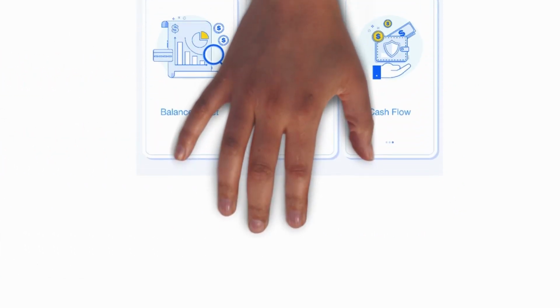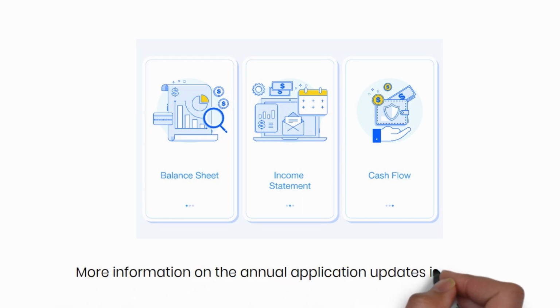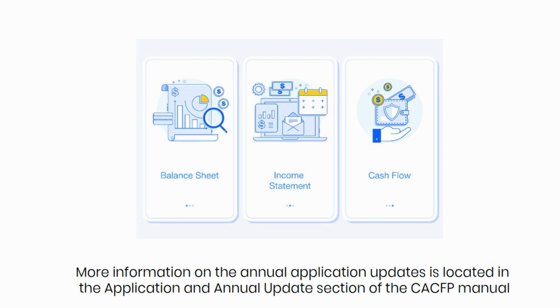Annually, all institutions, nonprofit or for-profit, must submit current financial statements to SDE as part of the annual application updates for the SDE to review for financial viability, capability, and accountability, otherwise known as VCA. More information on the annual application updates is located in the Application and Annual Update section of the CACFP manual.